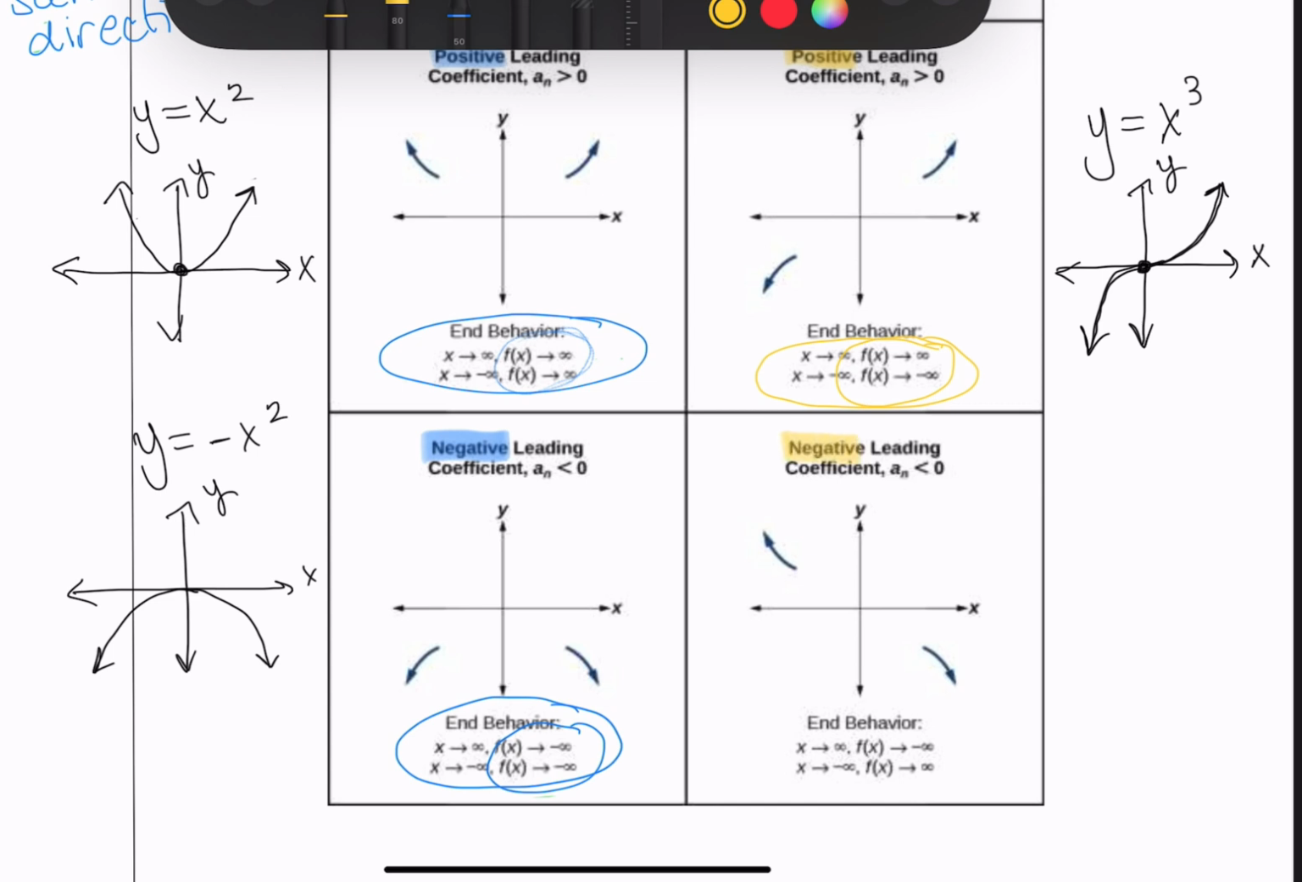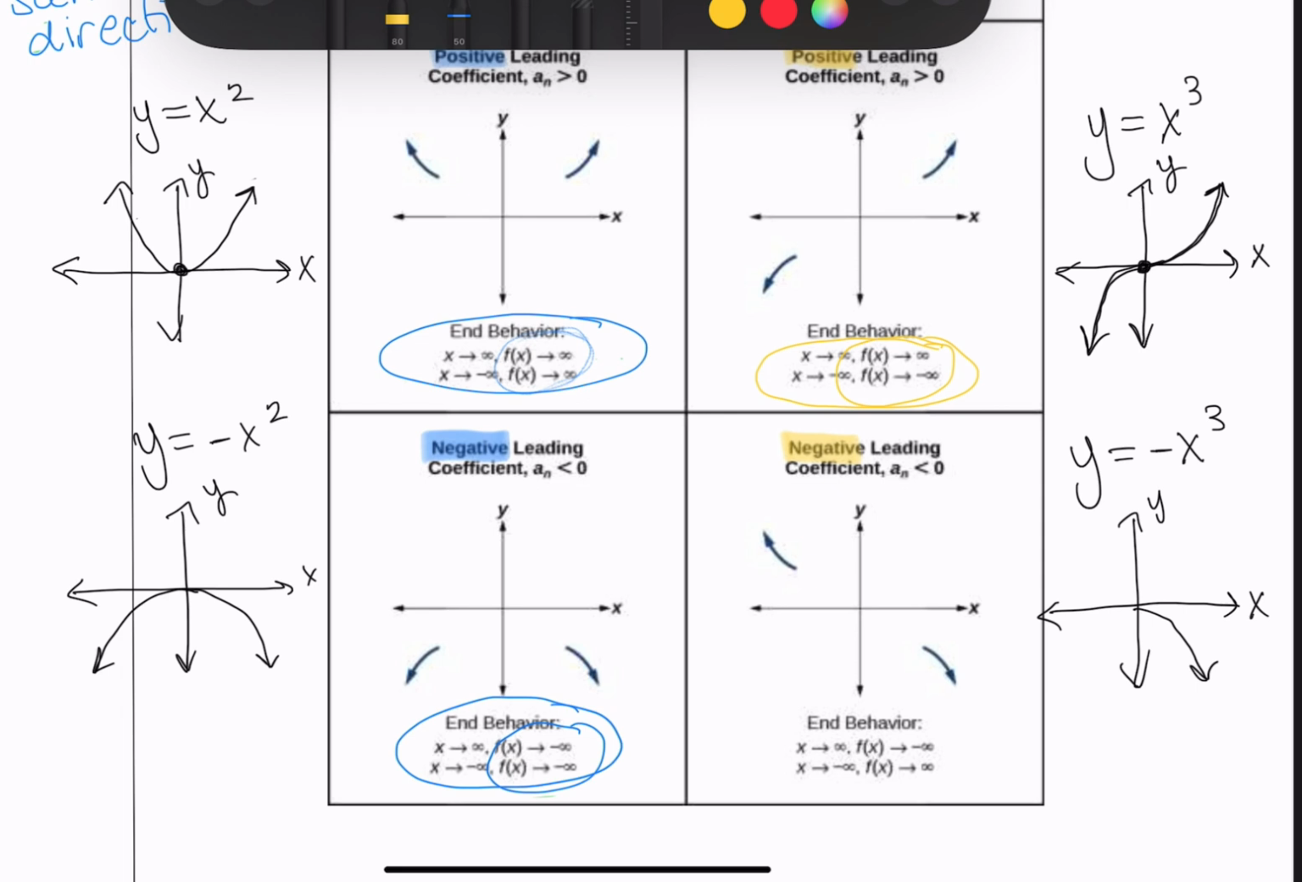The only difference is now, if I graph y equals negative x cubed, well, the positive outputs that were on the y equals x cubed, those now get reflected in the x-axis. So those positive outputs that I used to have now come down here.